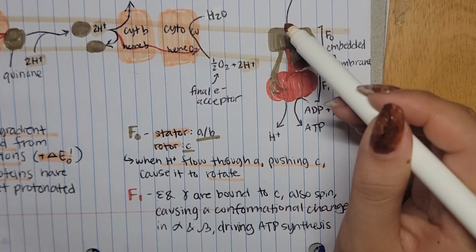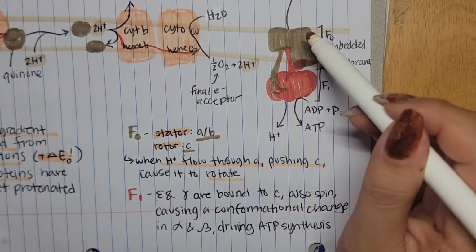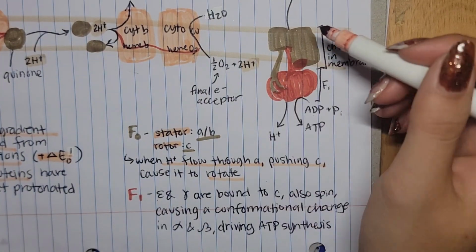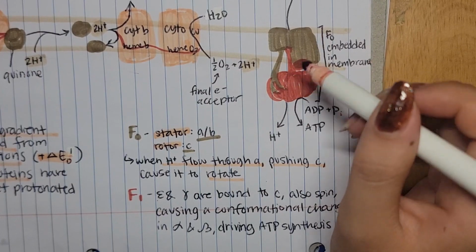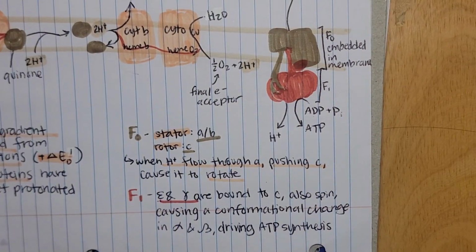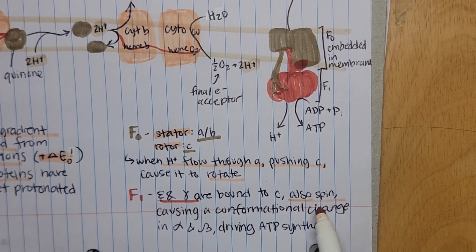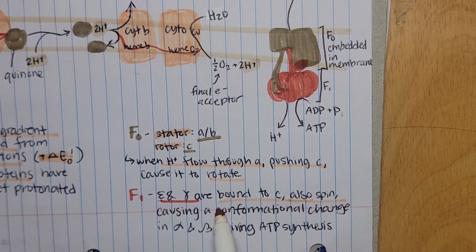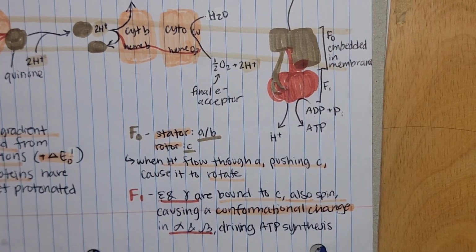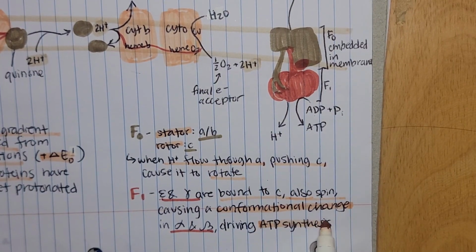These are stuck to the membrane, they're not going anywhere. C is also part of F naught, but it is rotating, and it's taking this thing with it. So as C is moving, it's pushing the F1 complex too, including these two pieces, epsilon and gamma. So they're bound to C. They also spin, and that causes a conformational change in alpha and beta, and that drives ATP synthesis.